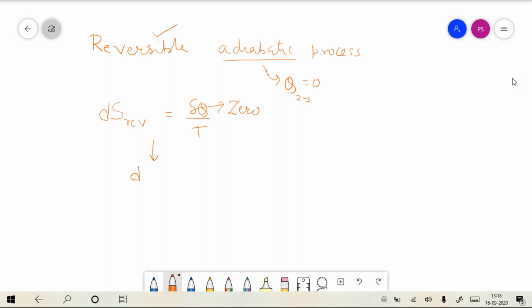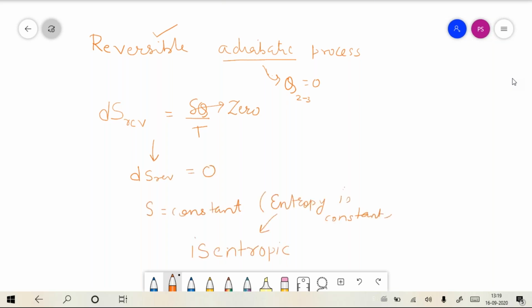Or in other words, entropy is constant. So the entropy is constant. We can use another term for the process, isoentropy. Isoentropy means isentropic. Isentropic. Okay, so note that.